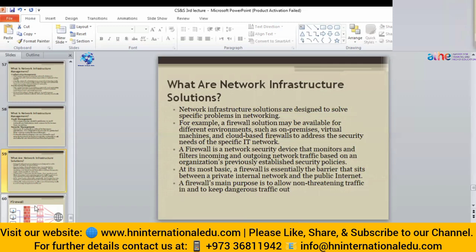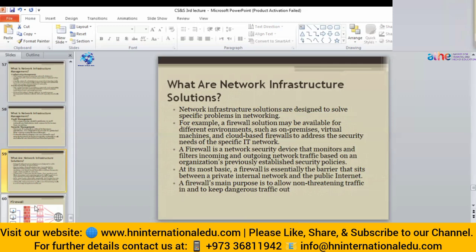So a firewall is a network security device that monitors and filters incoming and outgoing network traffic. Like a guard placed at the gate that checks each and every identity, in the same way we install a firewall that ensures no unauthorized person will attack or access our network. So it's the most basic.